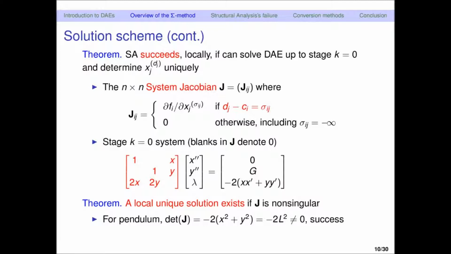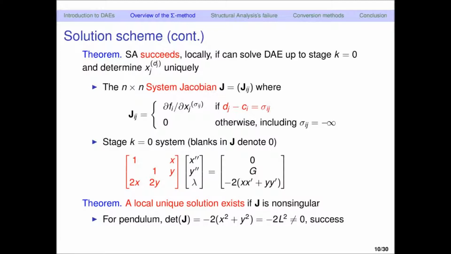Recall the stage 0 system in the pendulum is a linear one. It is linear in x'', y'', lambda. So I can write it as this linear system. The pre-multiplying matrix of this system is exactly the Jacobian. So a restatement of the theorem above is the following. If the Jacobian is non-singular, the uniqueness and existence is guaranteed for this DAE. Okay, so we can solve this DAE locally. For the pendulum, the determinant of the Jacobian is not 0, so the method succeeds.